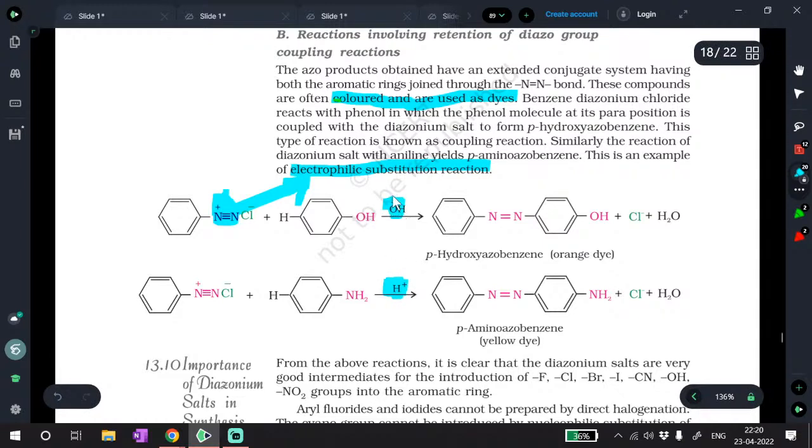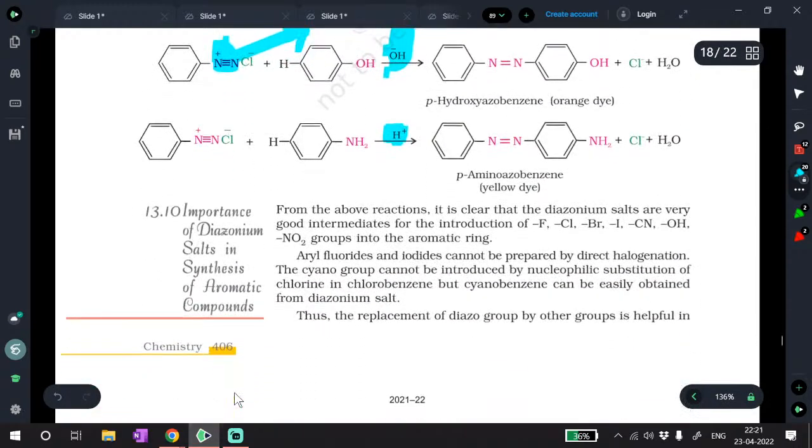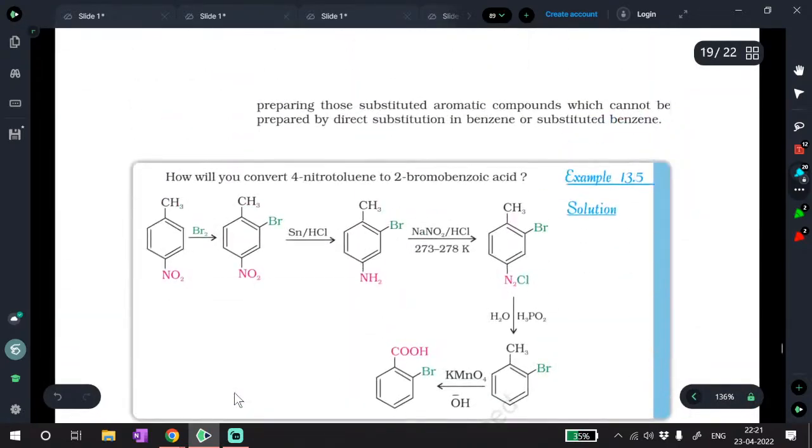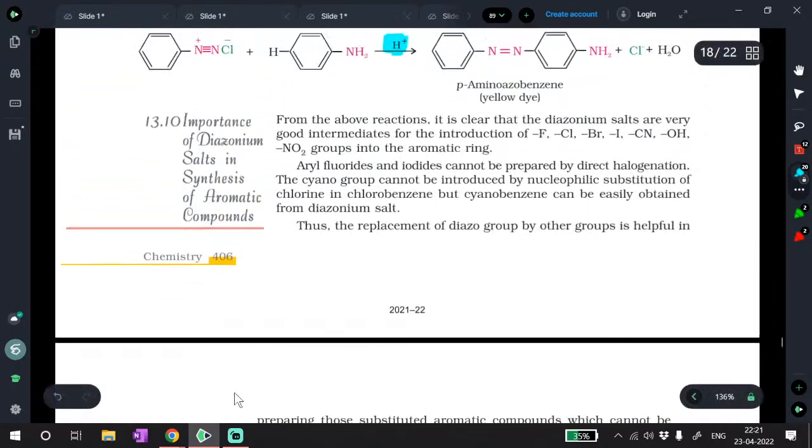The phenol group should not be changed, and H plus is important. Just see the reason instead of memorizing. So you have to just see this.